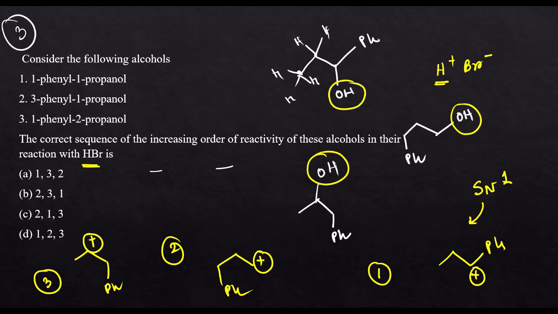Now going for the SN1 pathway, first of all, for the first compound, the stability of the carbocation will be highest because of the resonance effect of the phenyl group as well as the hyperconjugation effect of the ethyl group. So the highest reactivity will be for 1. Then we have 3. Why 3?